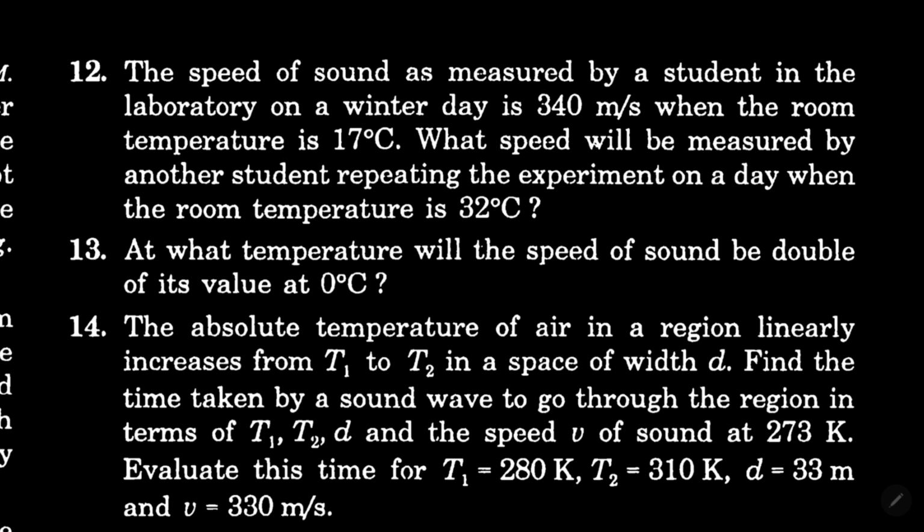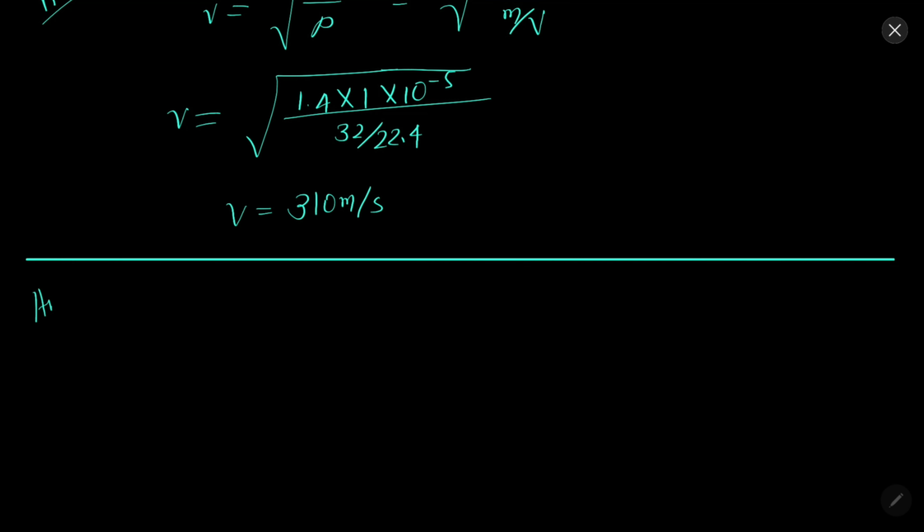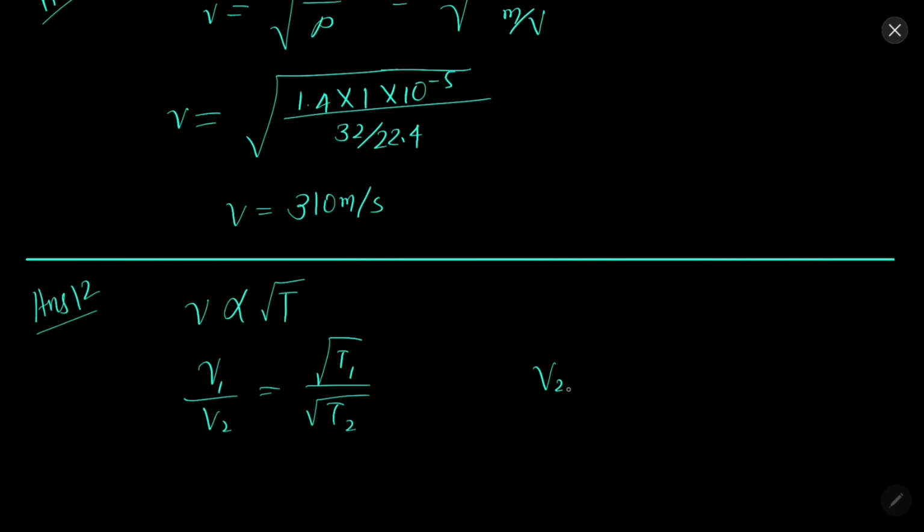In question 12, the speed of sound is measured by a student. What speed will he measure at different temperature? Solution 12. So we know that velocity is proportional to the root of the temperature. So V1 over V2 will be equal to root T1 over root T2. So from here V2 will be obtained as 349 meters per second.